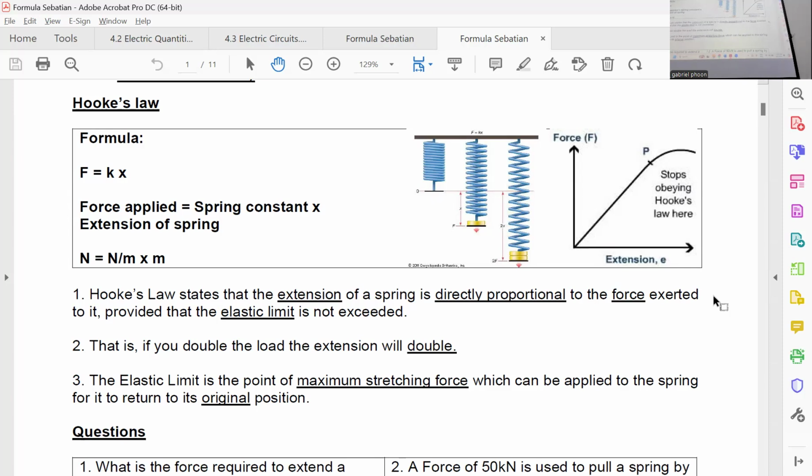The first is 50 kilonewtons. In the standard line, 50 kilonewtons is not 10,000. It's 50,000.